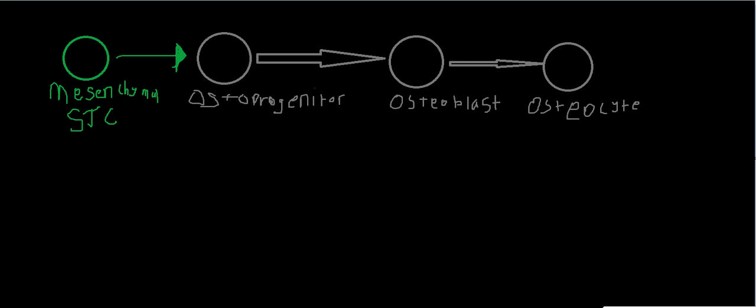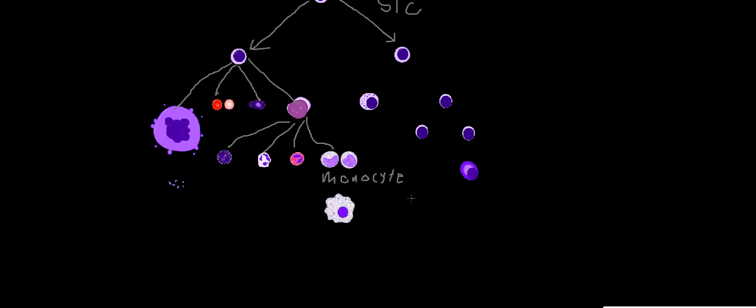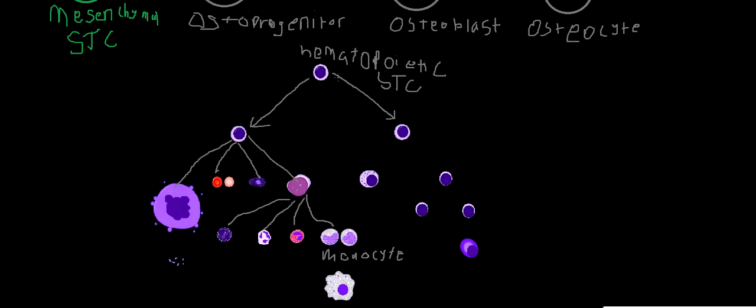So the osteoclasts come from a stem cell. They actually are part of the blood cell lineage. And the common stem cell of the blood cell lineage is called the hematopoietic stem cell, as I've written up here.